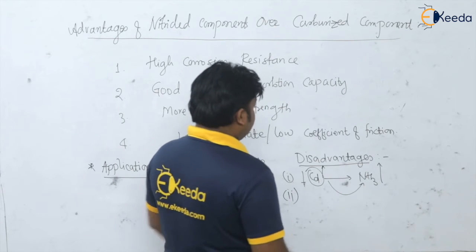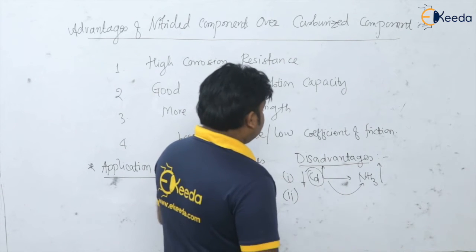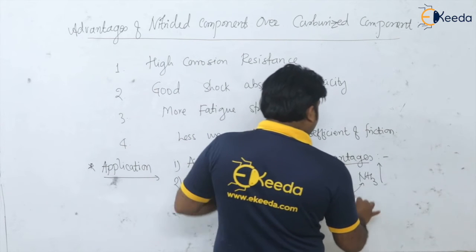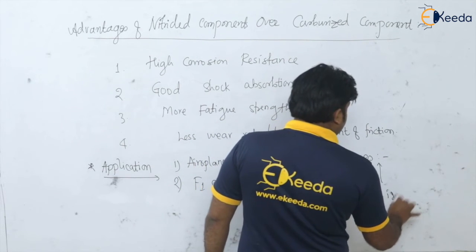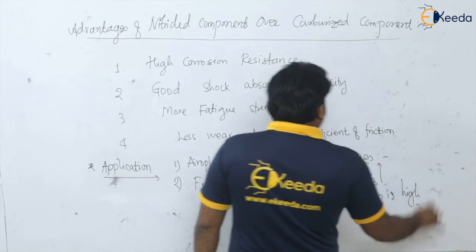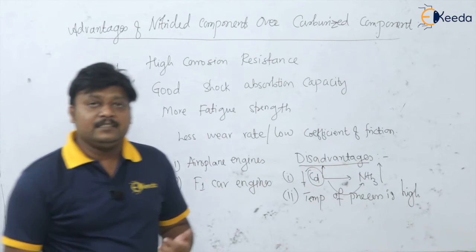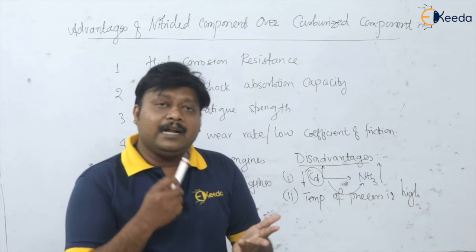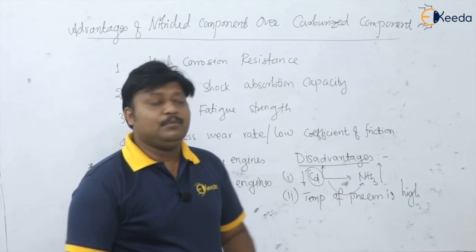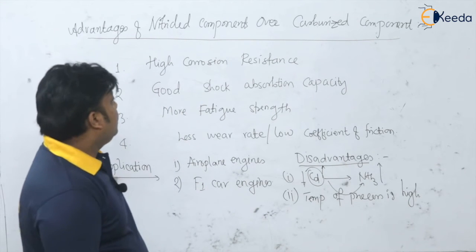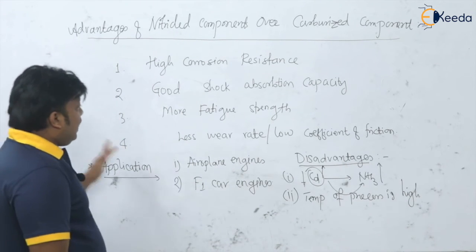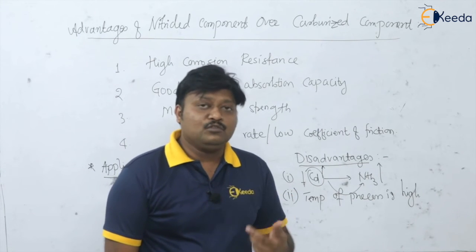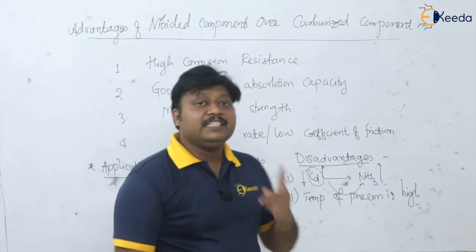And the other thing: first the cost, and second, the temperature of the process is quite high. So this is basically the comparison, the advantages of nitriding and the applications of nitriding. Okay, now after nitriding, there is one more case hardening process that we have, that is cyaniding.